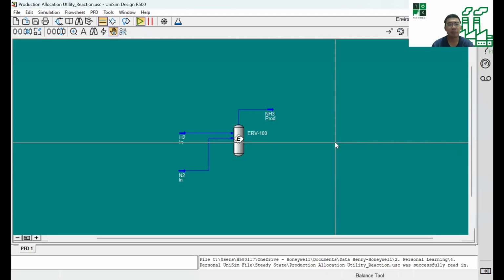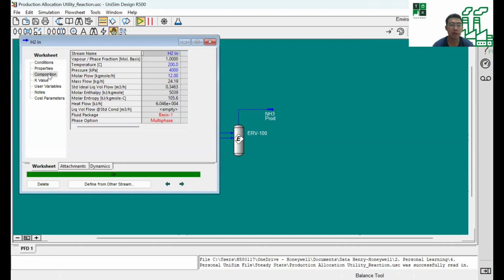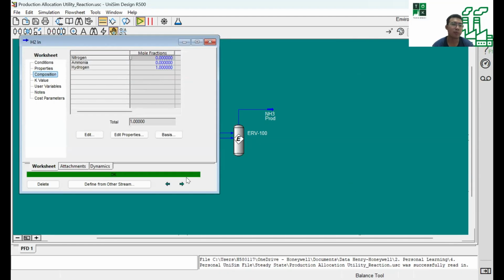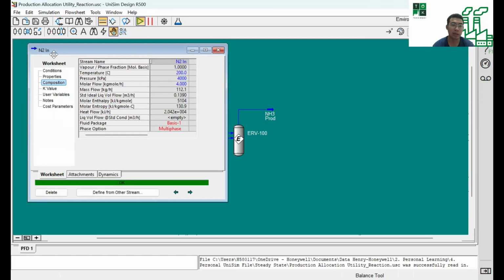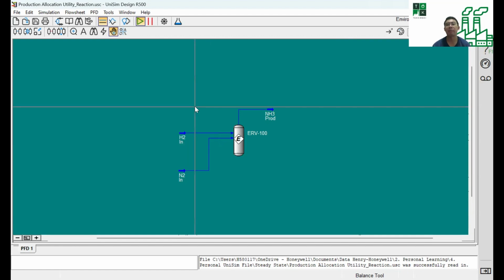The next example, I want to demonstrate a system with reaction. Here we have a production of NH3, or ammonia, from H2 and N2. Another disclaimer, I don't use the real process operating conditions and composition because, as you see, I use pure hydrogen and pure N2, which is not right in real conditions. But I only want to show the application of the production allocation utility in the case of reaction.